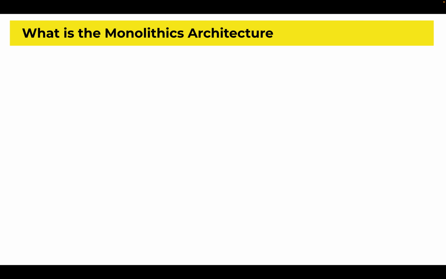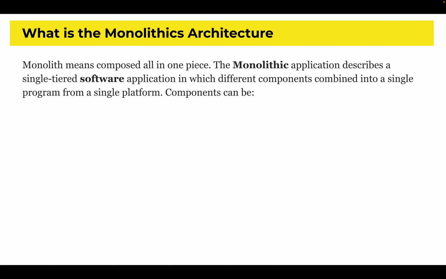So what is the monolithic architecture? A monolithic application is composed all in one piece. Suppose we have one container. Inside the container we put the HTML part, we put the database, and also some business logic which we have. So everything is inside one component which we have written.